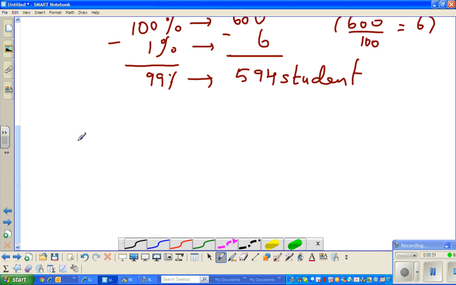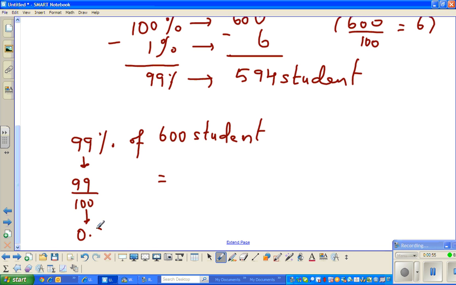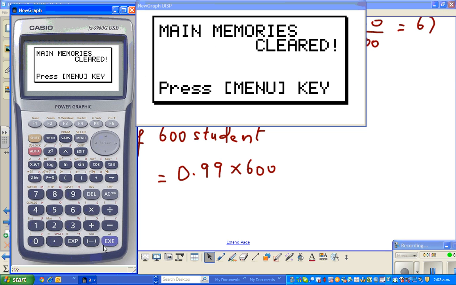So 99% of 600 students was the question. So 99% is, by now you should be knowing, it's 99 out of 100, and that as a decimal is 0.99, and "of", as I told you, is times. So 0.99 times 600.